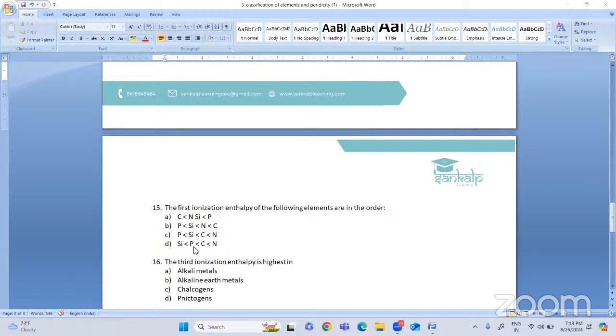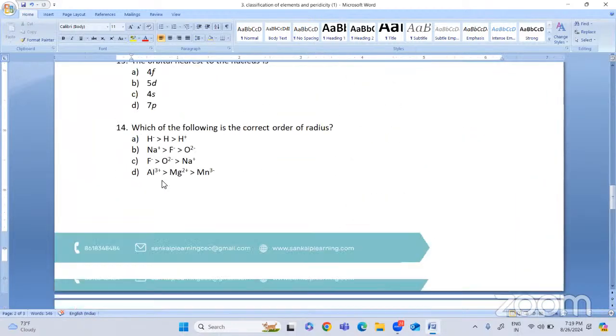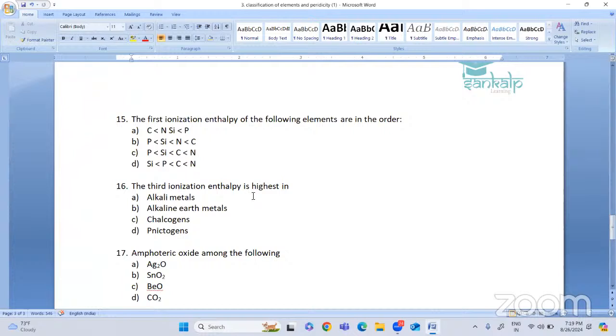Go for the 16th question. The third ionization enthalpy is highest in: A, alkali metals, B, alkaline earth metals, C, chalcogens, and D, pnictogens. Now the third ionization enthalpy. For alkali metals, what is the electronic configuration? It is ns1. Alkaline earth metals is ns2.